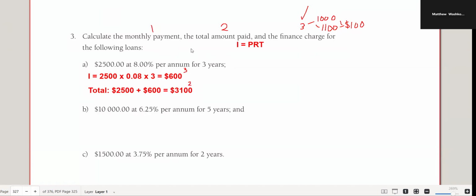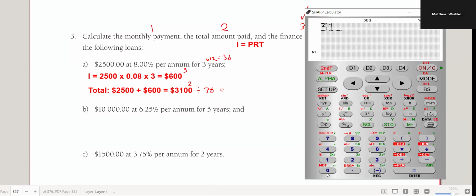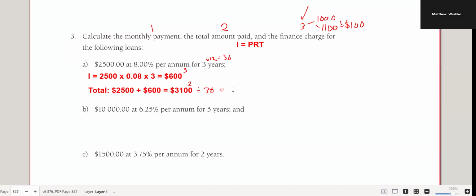Now the monthly payment. Well, it's 3 years, right? Three years, 12 months in a year, so I have to pay this 36 times. I take this amount, 3,100, and divide it by the total number of payments, and you will get your monthly amount. Divided by 36, which is 36 months in 3 years, it is $86.11 monthly payments. There's the first thing.